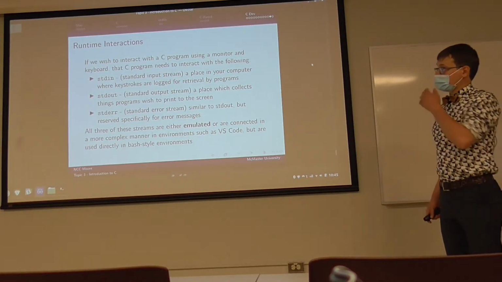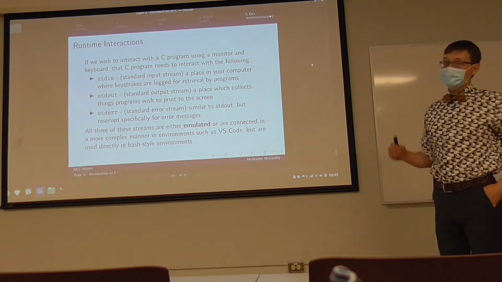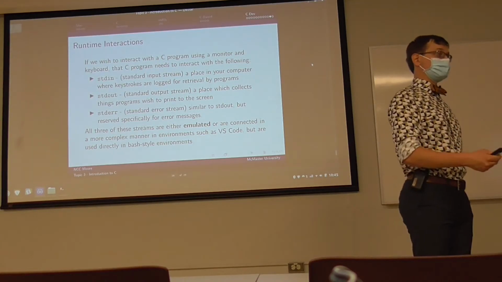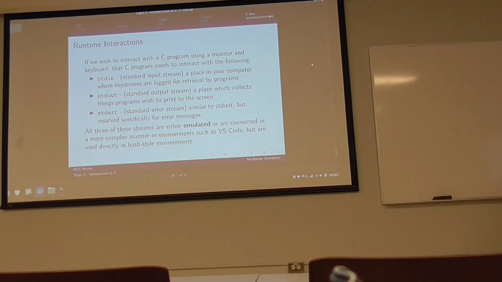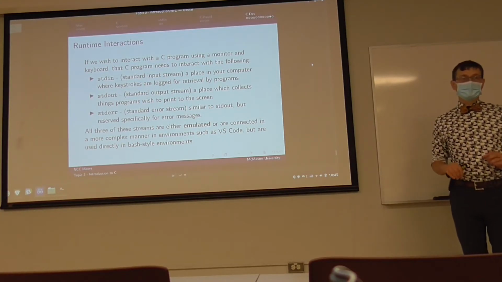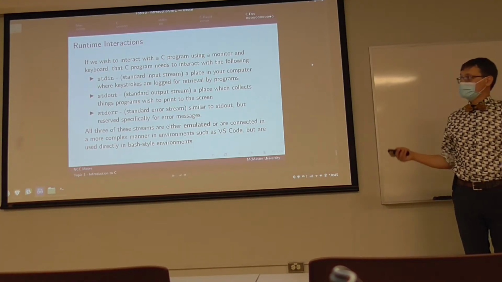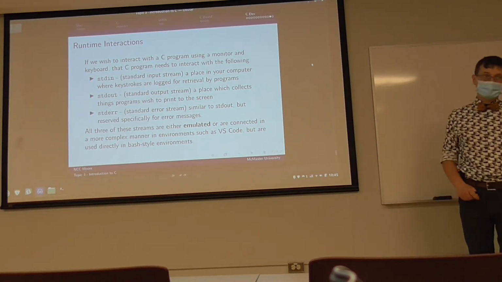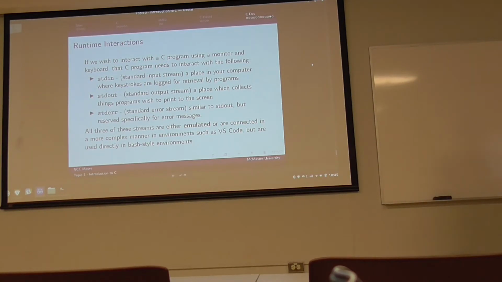So, standard input is the place where your computer logs keystrokes for retrieval by other programs. So when you tap on your keyboard, those button presses correspond to characters being stored in standard input. Your C program may retrieve characters entered via standard input using various standard library functions like scanf.